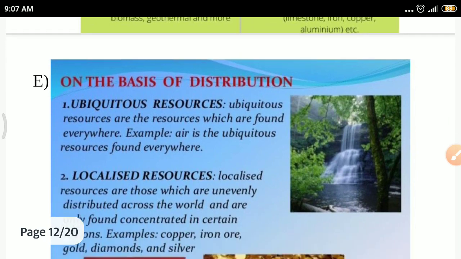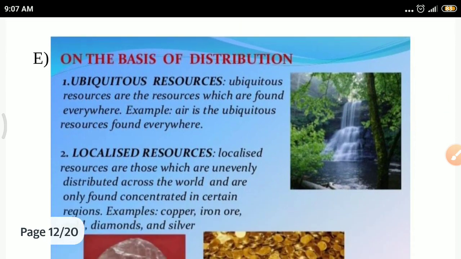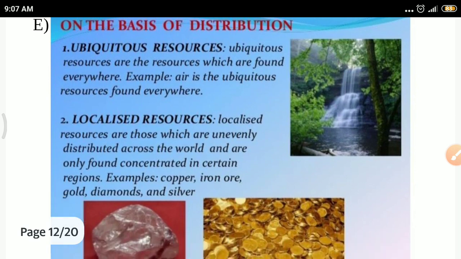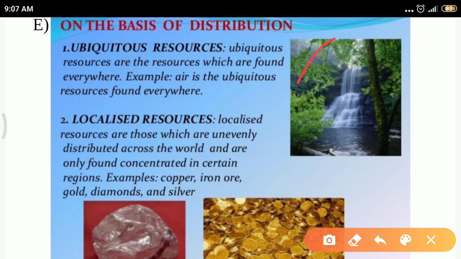If you look at this classification of the resources on the basis of distribution, that is ubiquitous resources and localized resources. In this photograph, what we can see here, so these are the resources. These are present everywhere: water, air. These are the examples of ubiquitous resources. They are present entirely on the earth's surface. Those resources are called ubiquitous resources.